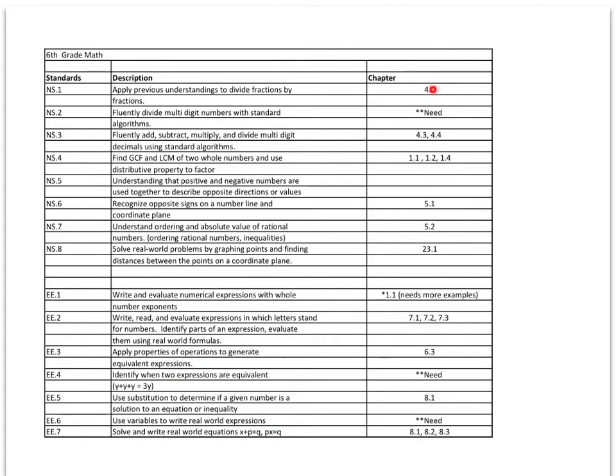Over here is what chapter it aligns to. If you see needs more examples, that means that the book gives you a couple but not really a lot. So you may want to use some other resources that you have, or that you've had in the past and now can use again.